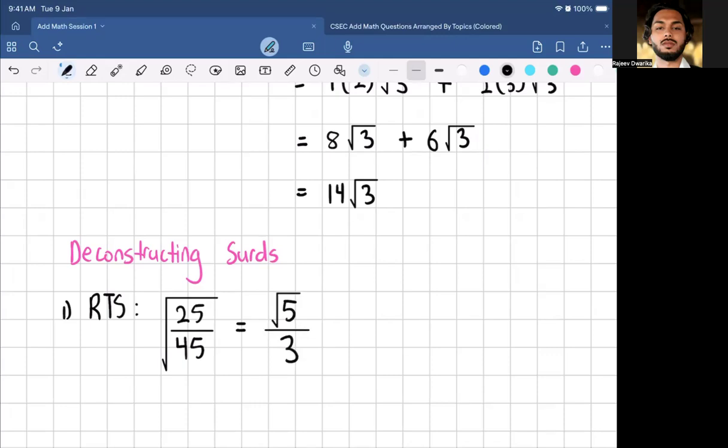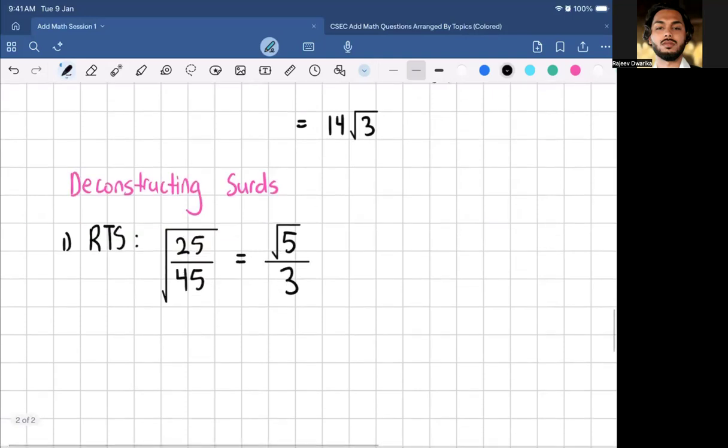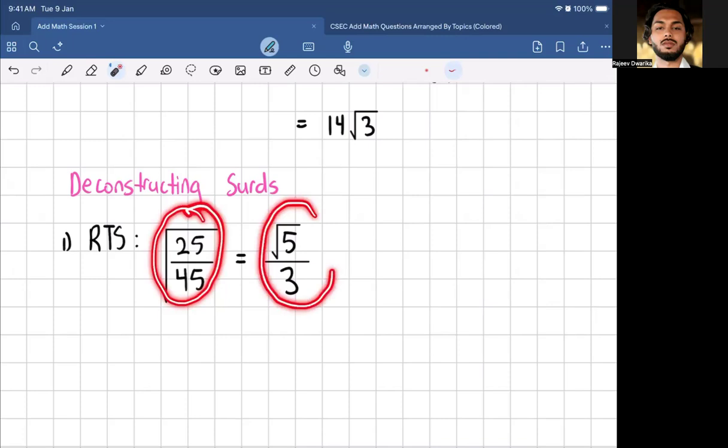Right? Root 5 over 3. So I want you guys to try and prove this. By the way, anytime you see RTS, it means required to show. If you see RTP, it means required to prove. So they're asking you to show that this is the same thing as this.